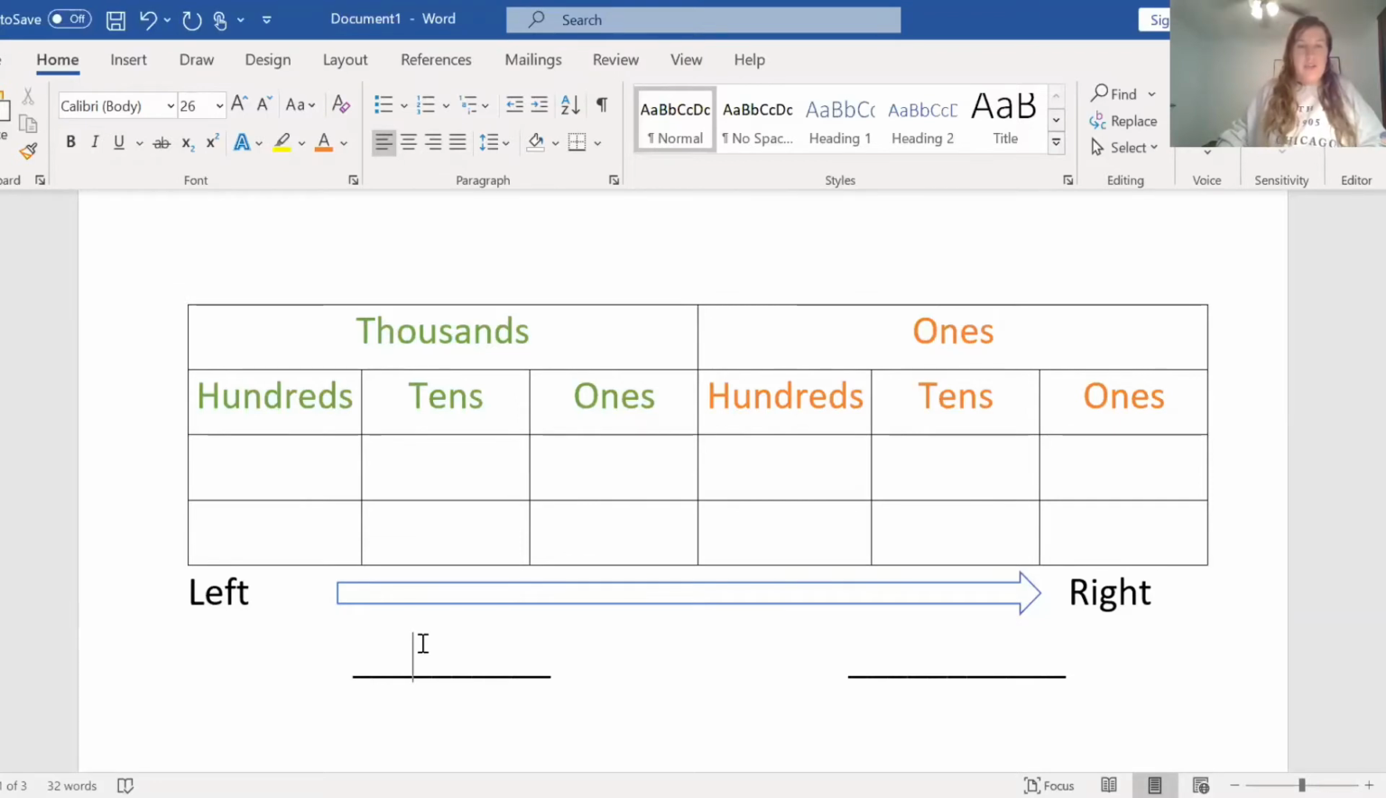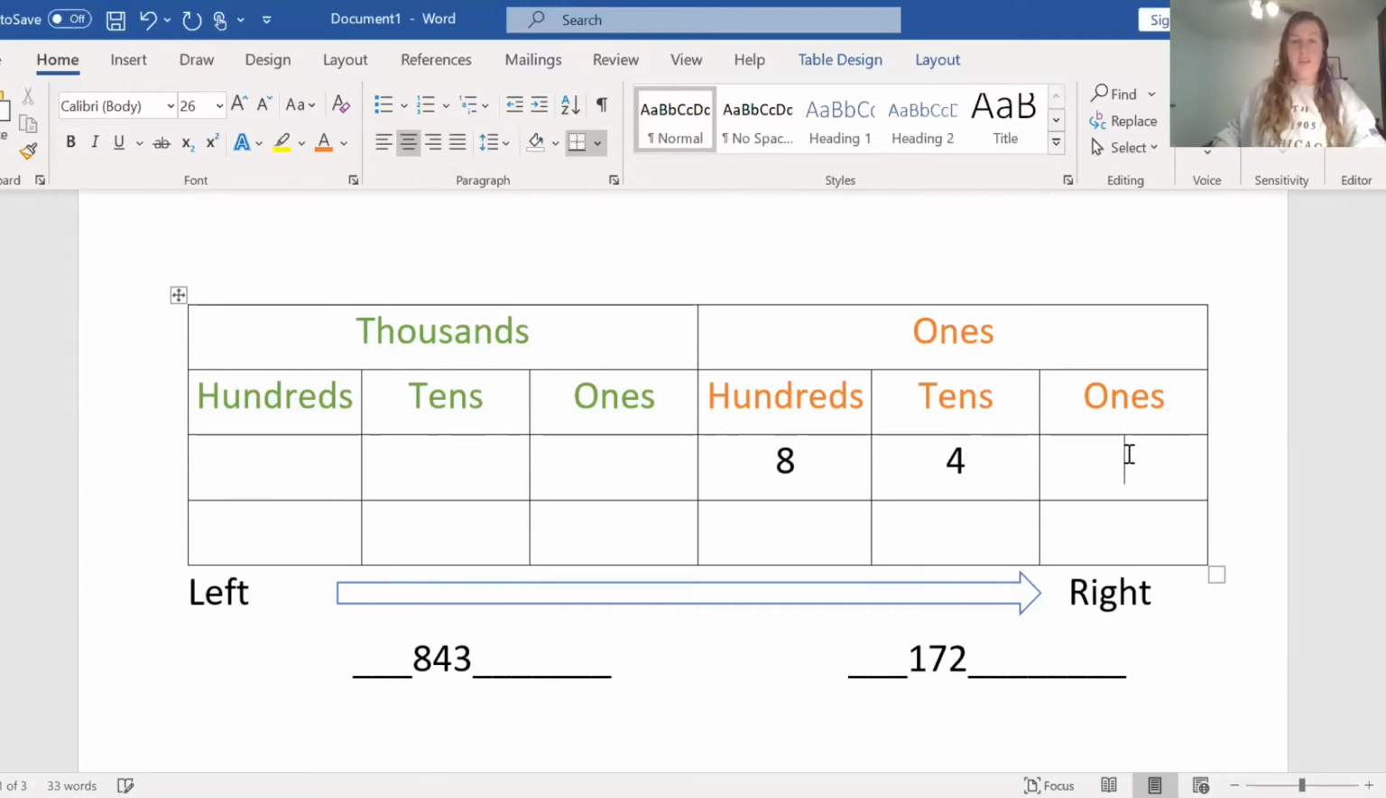So I'm going to go ahead and think of two numbers, and we are going to use the place value chart to compare. So I've got 843, and I've got 172. Let's follow along on the worksheet in front of you and fill this in on the place value chart. So I have 843, and then we've got 172.